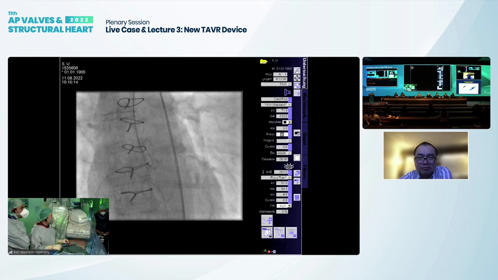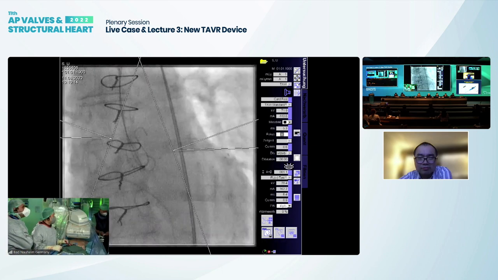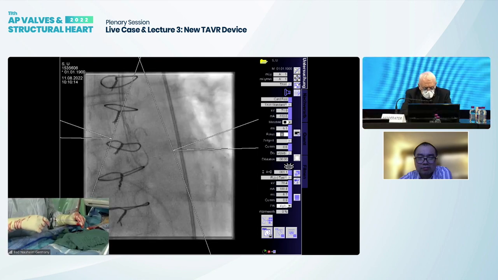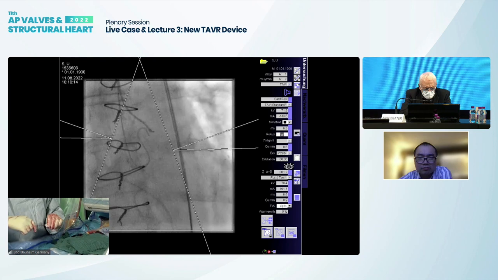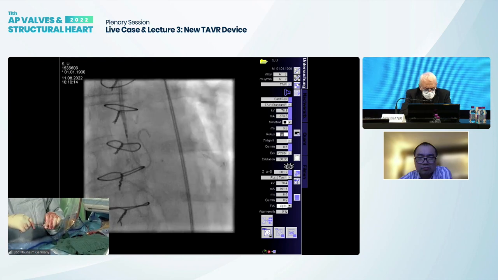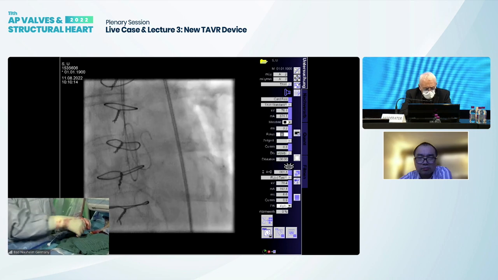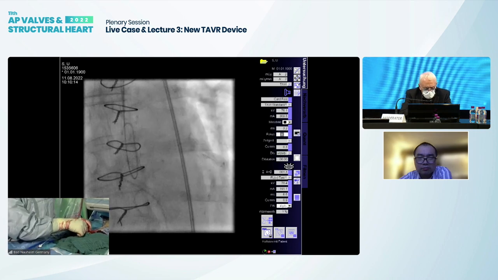And you're planning what valve size? The valve size that we planned for is 25. So the annulus was 23. Okay, then. So it's medium? Yeah, and this would be medium. Yeah.